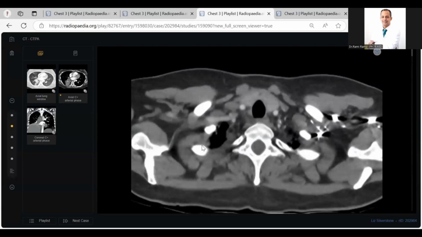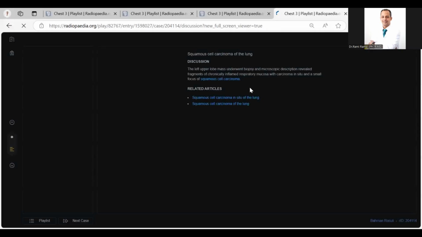Okay. What will you do next? Okay, I would advise staging CT chest, abdomen, pelvis. Also, I would advise PET CT of this patient for staging purposes, and would refer this patient to lung cancer MDT for further management.